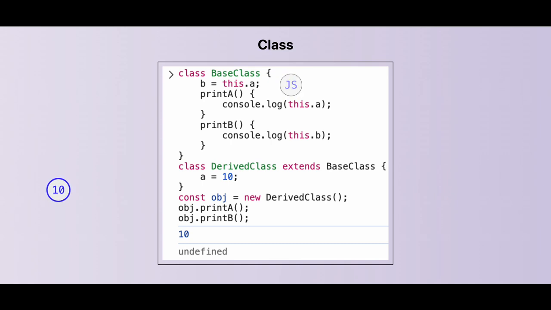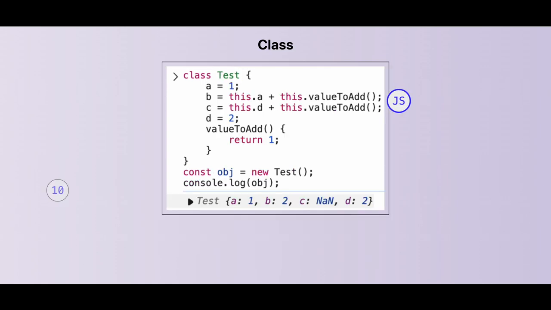I can access the instance method declared below, but not instance fields declared below, in instance field declaration. Yes, all instance and static methods are added beforehand and can be accessed, while instance fields cannot refer to the field below them. Here, property B can access property A and the instance method valueToAdd, but property C cannot access property D.